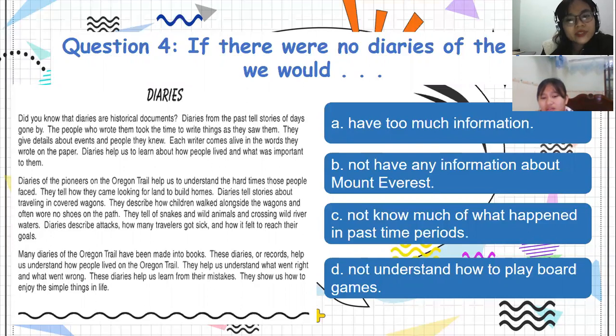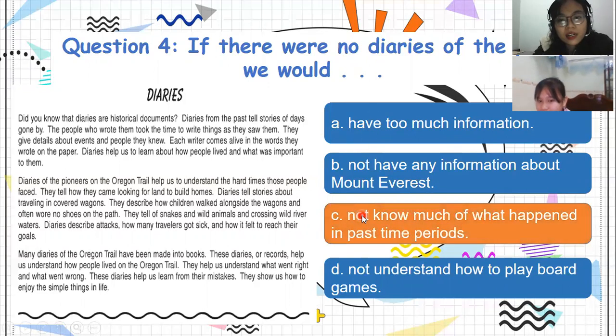Okay, so not really related to the board game here. Have too much information? So no diaries, you can have no information, right? So A cannot be the correct answer. Is anything here about Mount Everest? No, right. So B also is not the correct answer. So we can guess C is the correct answer, right? Not know much about what happened in the past time periods because we have no diaries. Okay, maybe C is the correct answer.